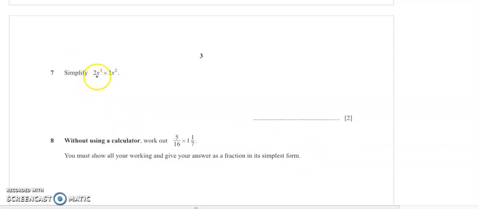Next is to simplify 2x cubed times 3x squared. So 2 will be multiplied with 3. It will be 6. X cubed and x squared both have the same base, so their powers will add while multiplying. So we'll get 6x to the power 5. Answer is going to be 6x to the power 5.